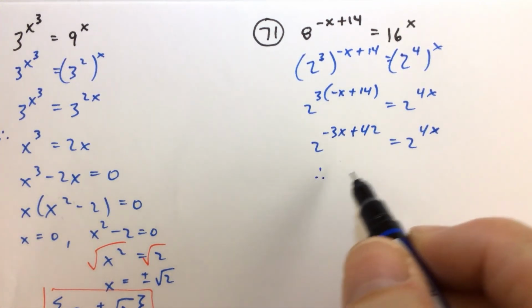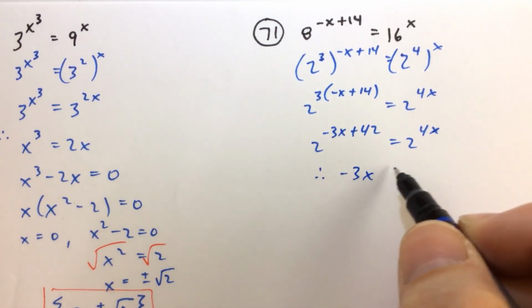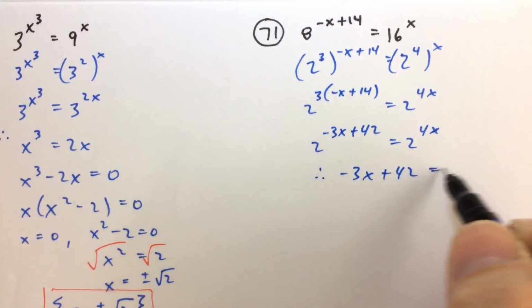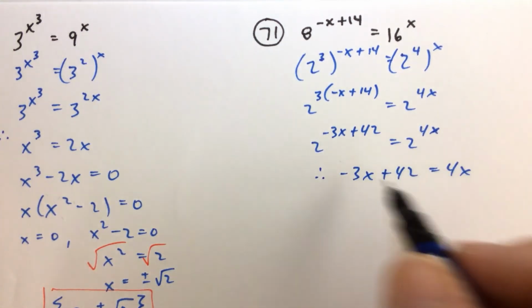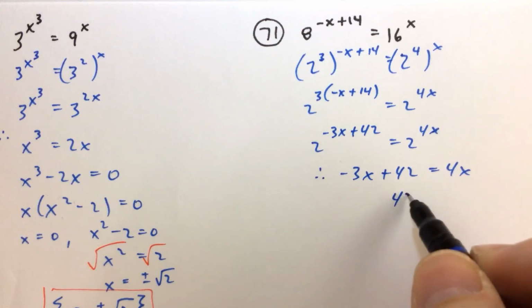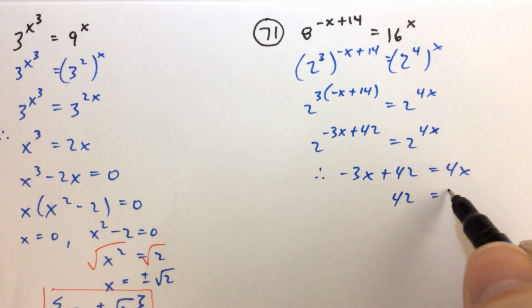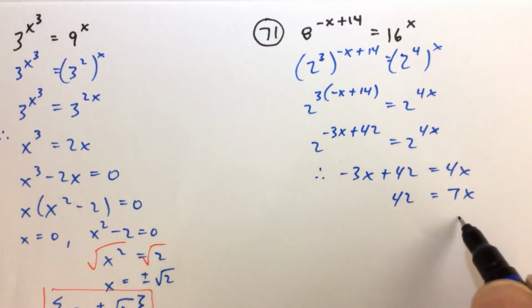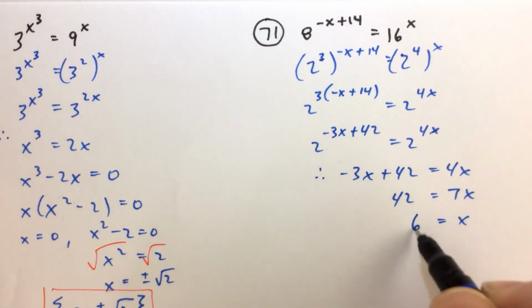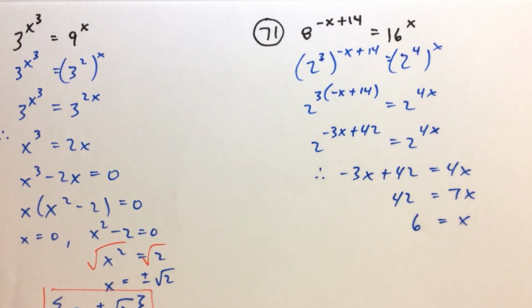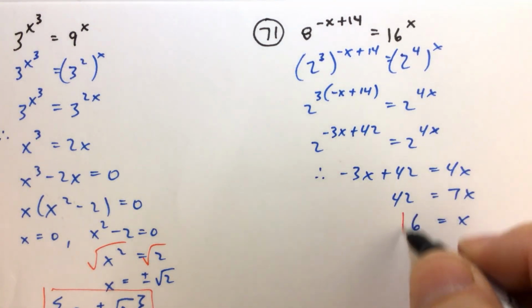And again, bases are the same. We're going to go ahead and equate the exponents. And then I'm going to go ahead and add the 3x to both sides, because I like my variables to be positive. And then I'm going to go ahead and divide both sides by 7. 42 divided by 7 is 6. So we get x equals 6.